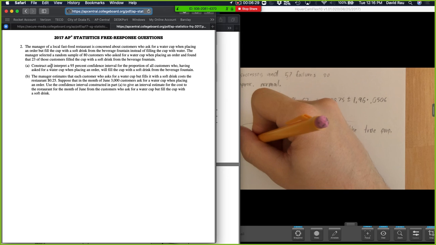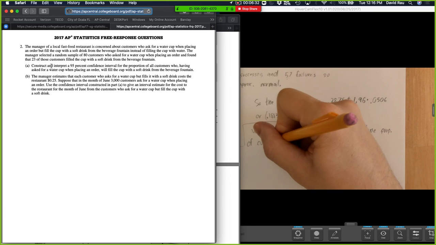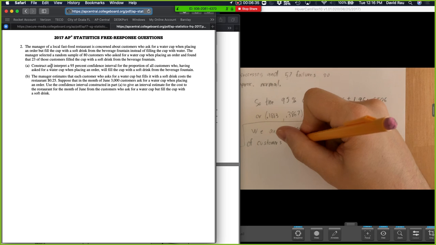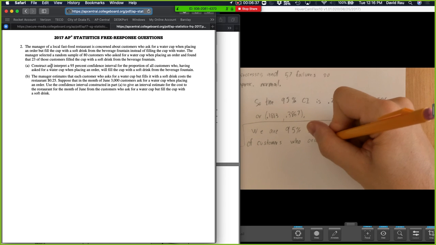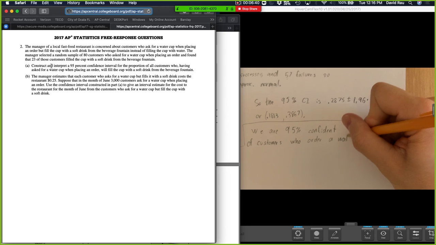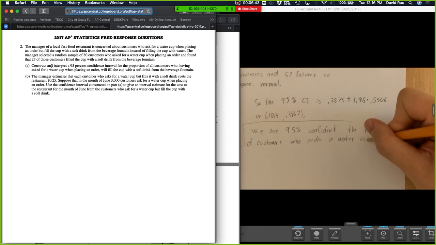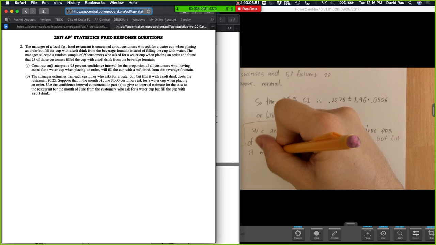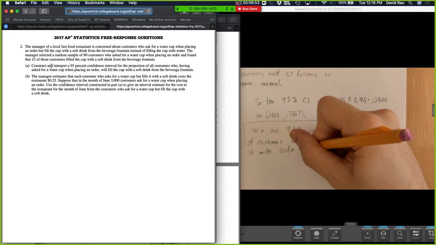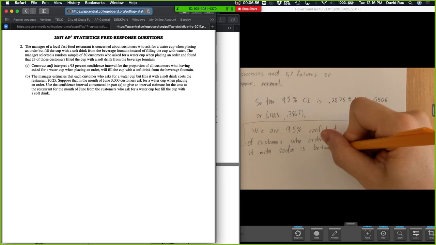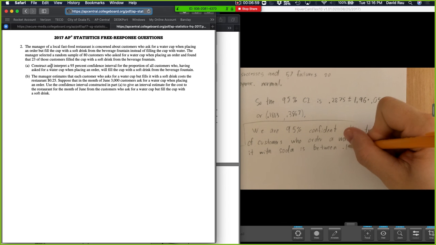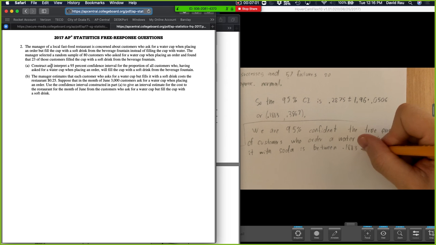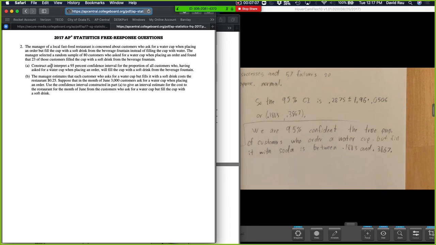We're 95% confident the true proportion, you should spell that all out, of customers who order a water cup but fill it with soda is between 0.1883 and 0.3867. And there you go.